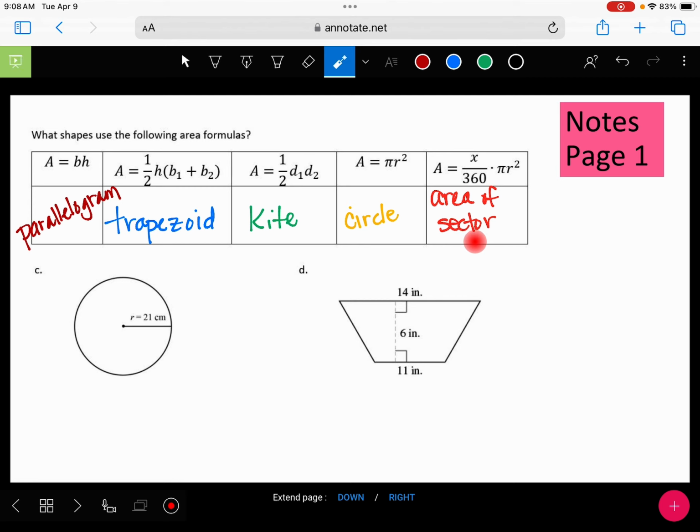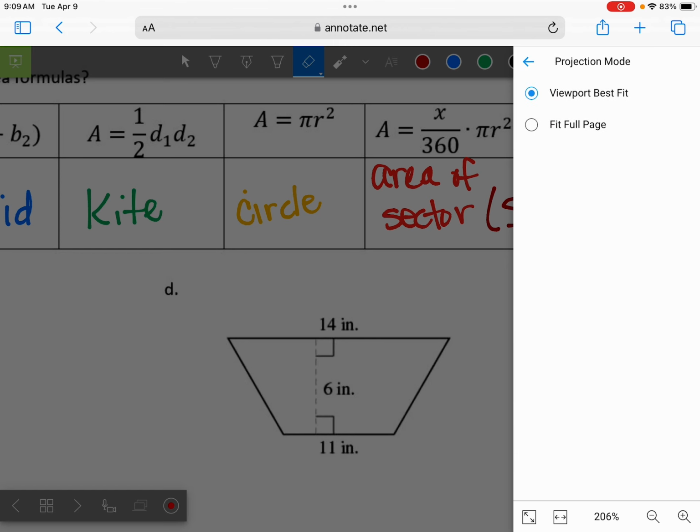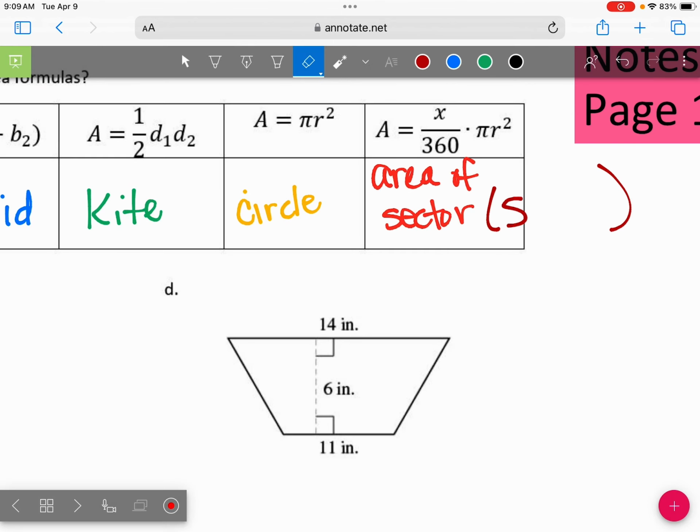So if you don't want to know the whole pizza, if you only want to know a slice, I'm going to put slice, a piece of the circle. That's what a sector is. A sector is a piece of the circle. Let me go ahead and fix that because that's a little messy. So sometimes we only want to know a piece of the circle, not the whole circle, just a piece of the circle.